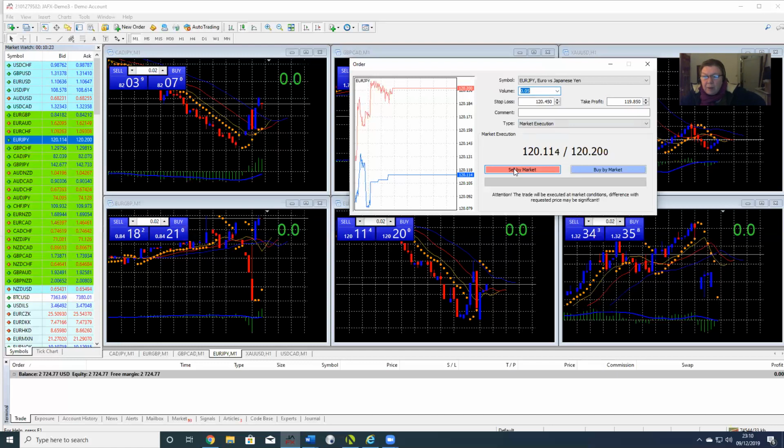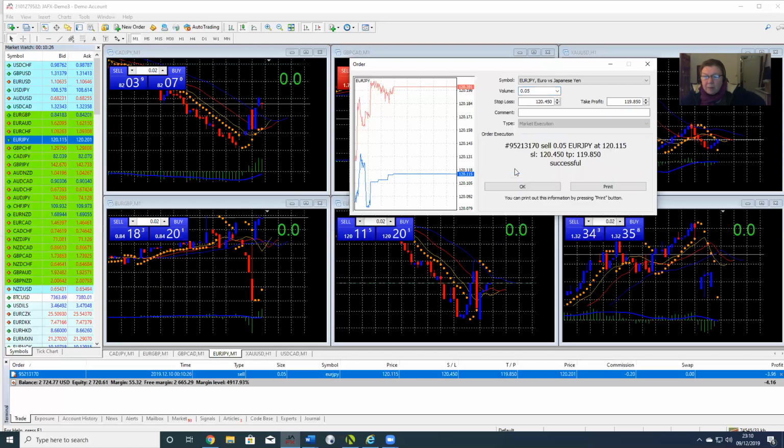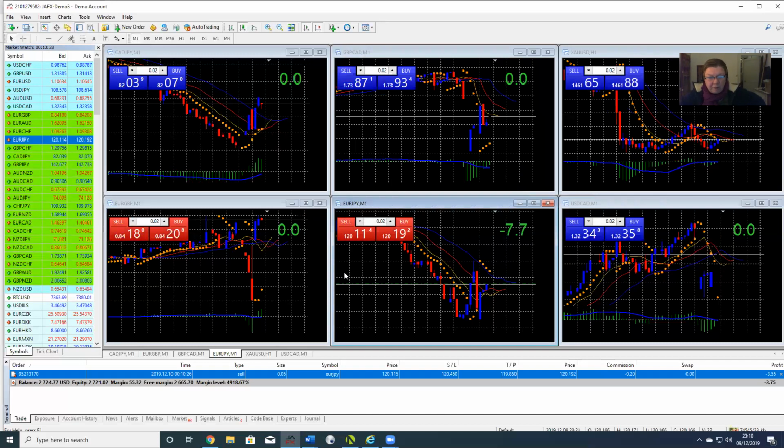And then we're going to do a sell by market. That's gone. So that's now got us into the trade, and you can see it's in drawdown 0.8. That's quite high.